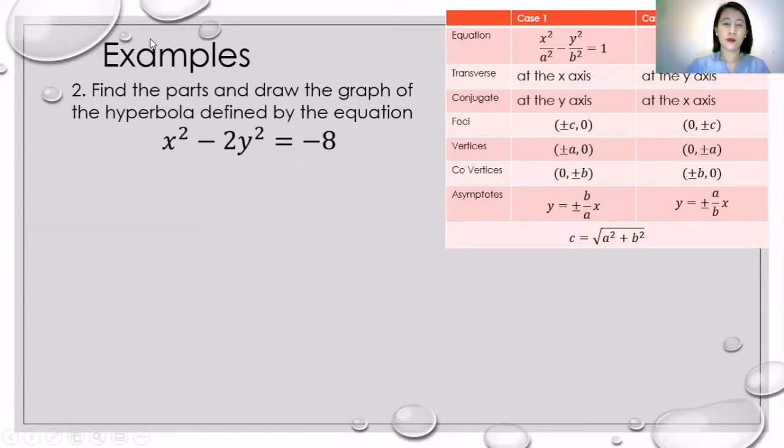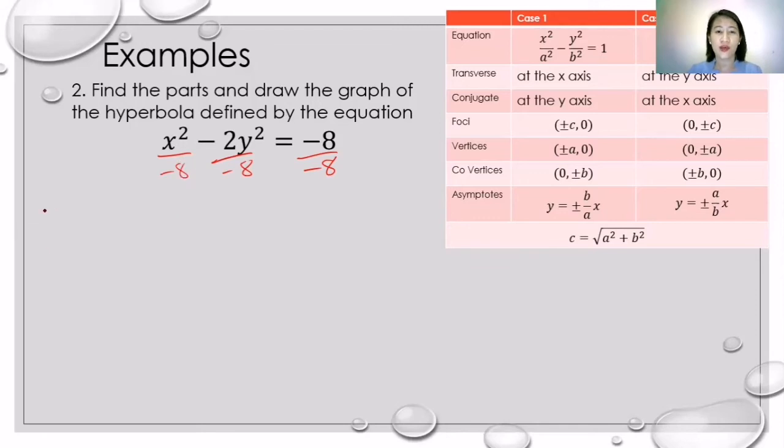For our next example, we have here, find the parts and draw the graph of the hyperbola defined by the equation x squared minus 2y squared equals negative 8. Okay. So, kanina, we have on the right side a positive number. So, there's no problem with that. We just have to divide it with that certain number. Eh, ito negative. So, magdi-divide ba tayo ng negative? Yes. So, kailangan po natin i-divide yung ating equation by a negative number to make the right side positive 1. Okay? So, that means we have to divide each term by negative 8.